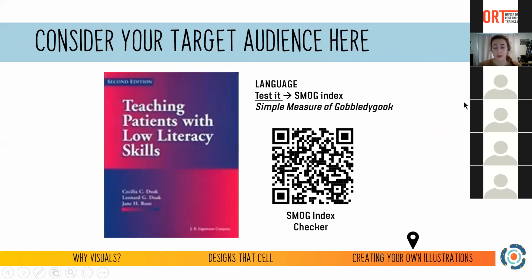And with this, we also want to make sure that we're considering our target audience needs. For content, I'd like to provide you some resources here. This book is available online, Teaching Patients with Low Literacy Skills. If you're working in healthcare, if you're trying to communicate your research to a lay audience, this is a great tool. On the right here, we have the SMOG index, or the Simple Measure of Gobbledygook.